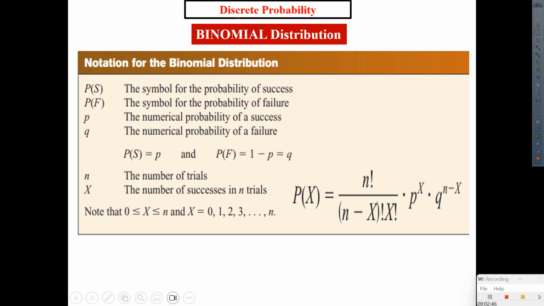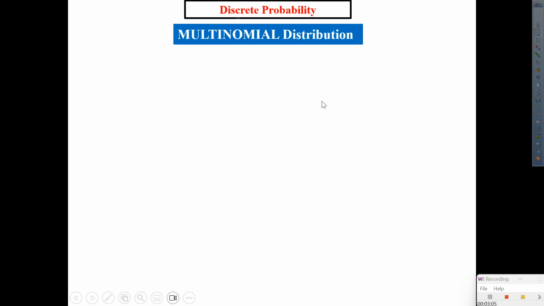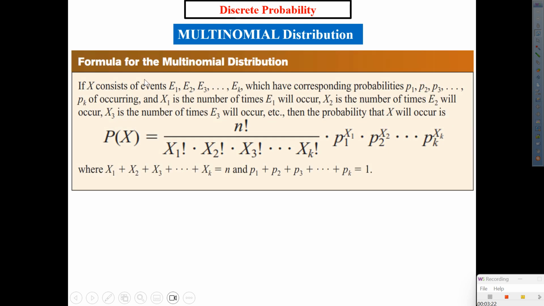Guess where we're going next? Single, double. Yeah, multinomial. Write that down: multinomial distribution. That's when we have not two exact probabilities; this is going to be more than two. It says this and that, but just copy the formula.